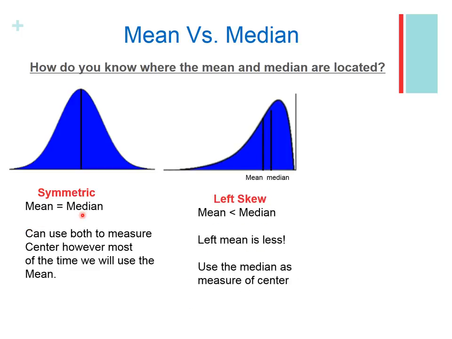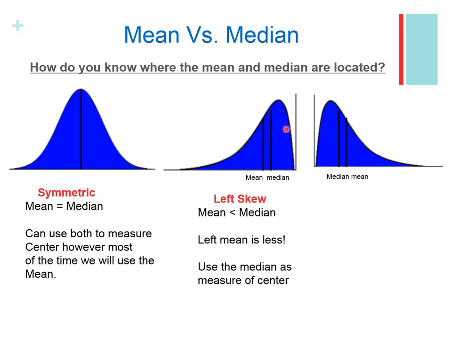The other one is a left skew graph. So remember, the mean is less than the median. The left means it's less. The mean is less. So two L's. Use the median as the measure of center. We've already talked about this. Once again, just draw your median right where most of the graph is, and then draw your mean towards where the graph is skewed, because the mean is going to be pulled in that direction.